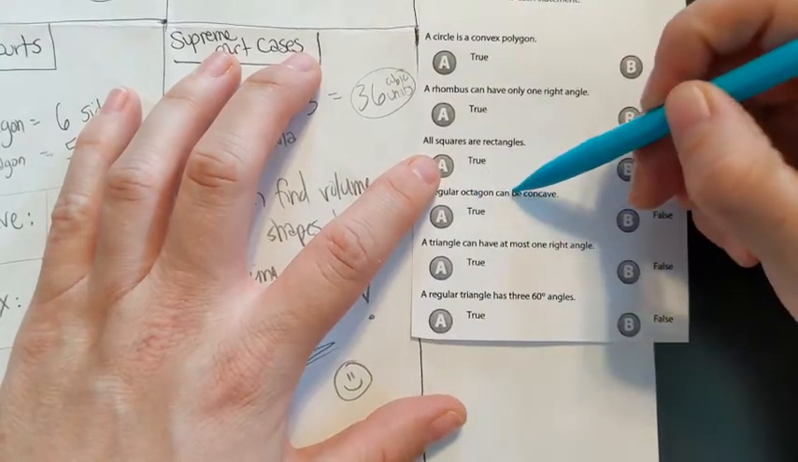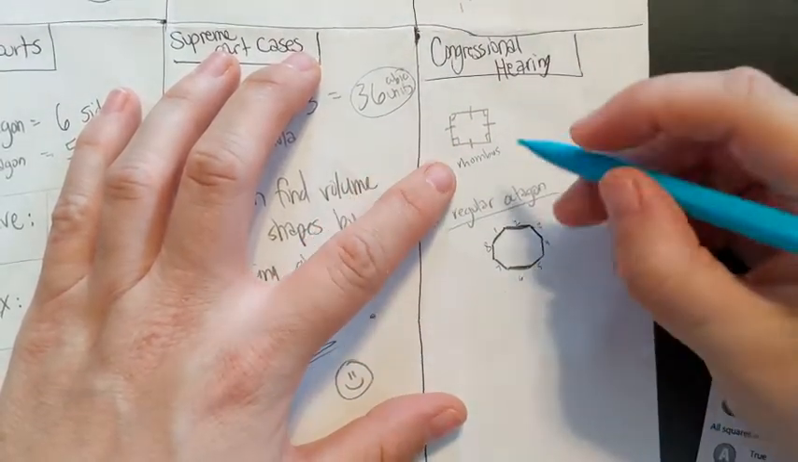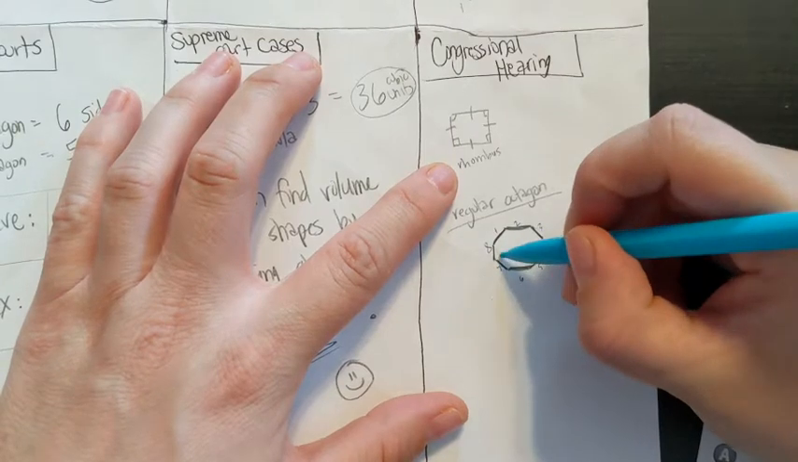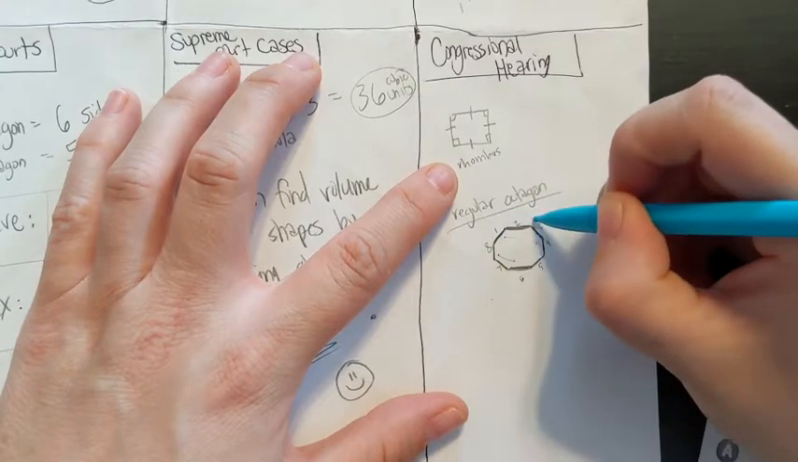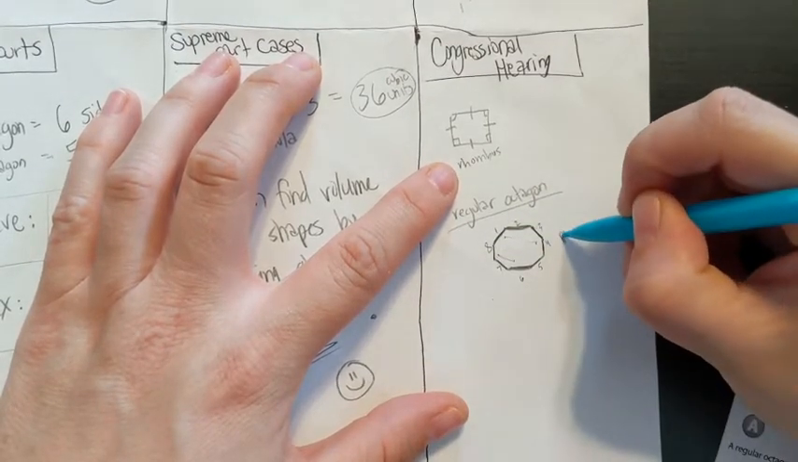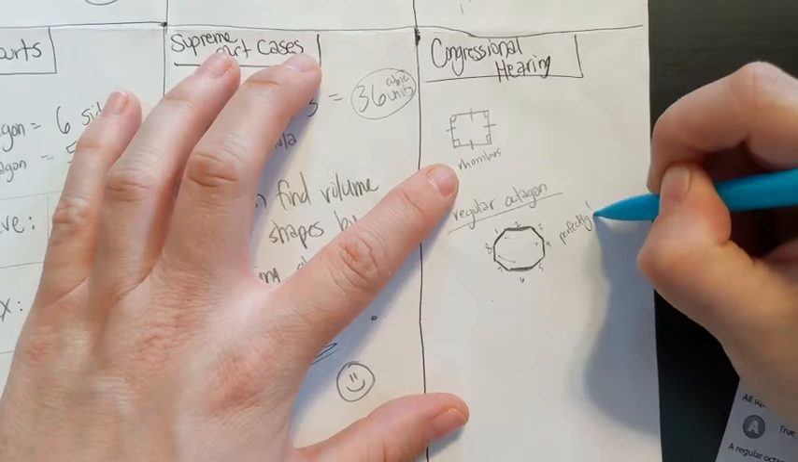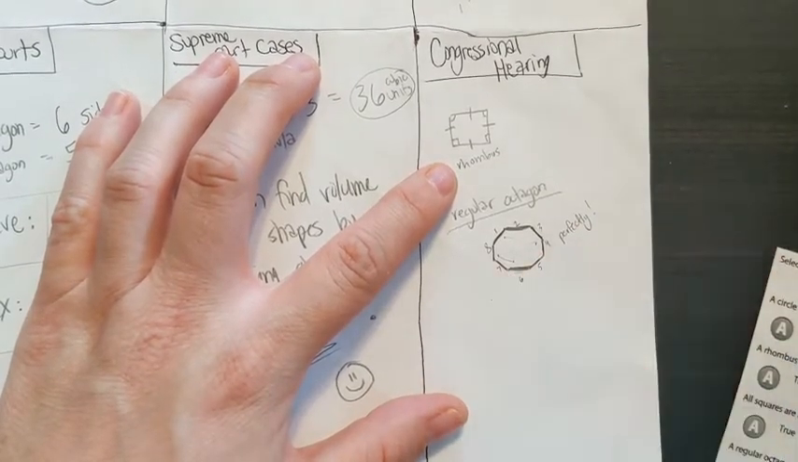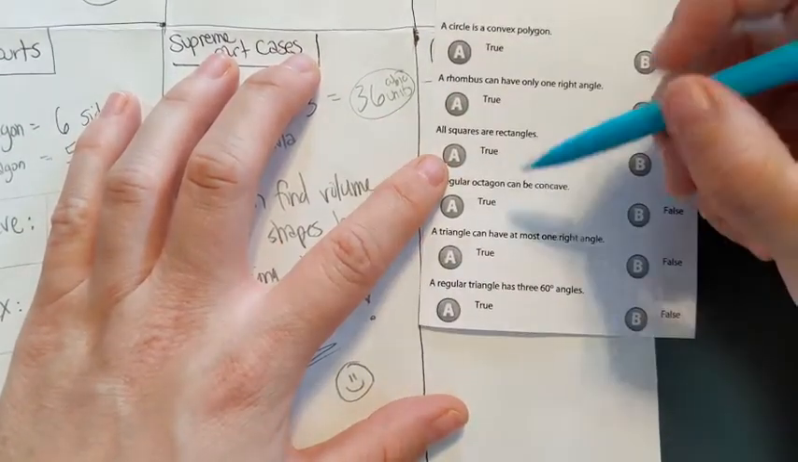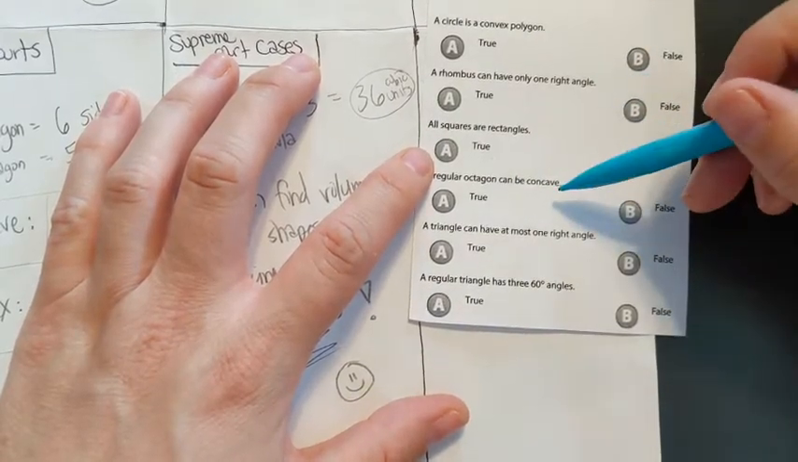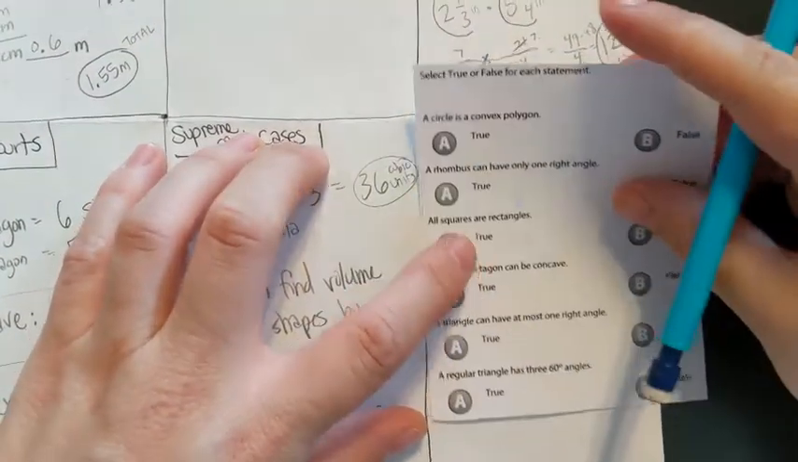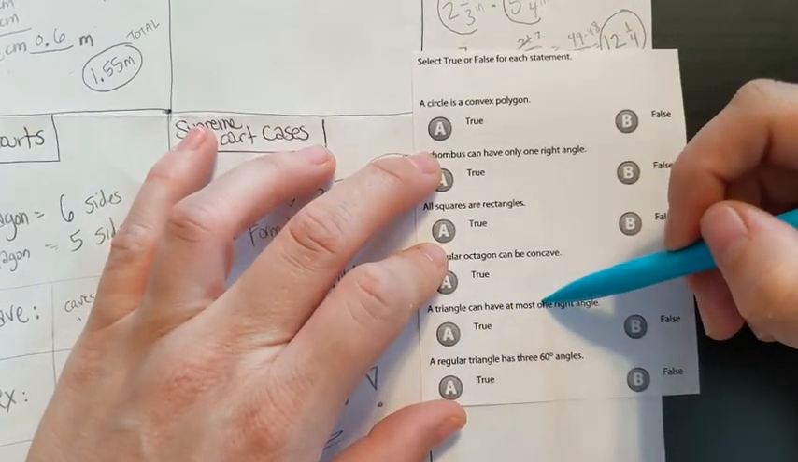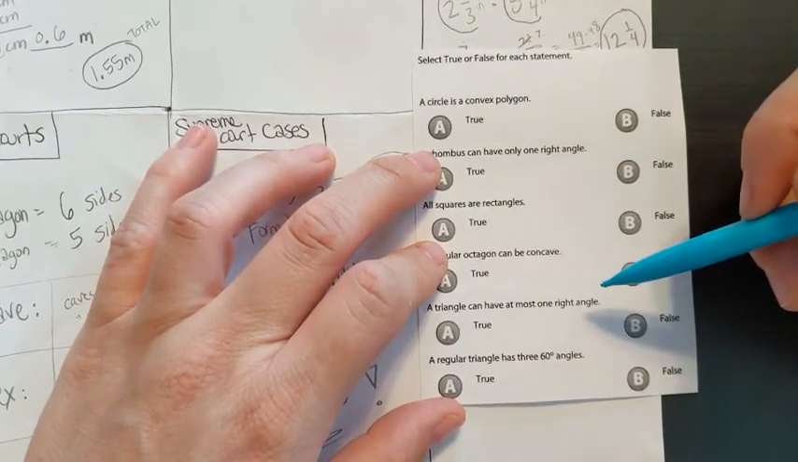A regular octagon can be concave. So is there anywhere where the line would go outside if I connected 2 dots? If I stretched a rubber band, it would fit perfectly. So you need to decide if that is a concave shape. Is it concave, true or false? If you don't remember, double check your journal or what we just talked about, concave and convex. Okay? All right.